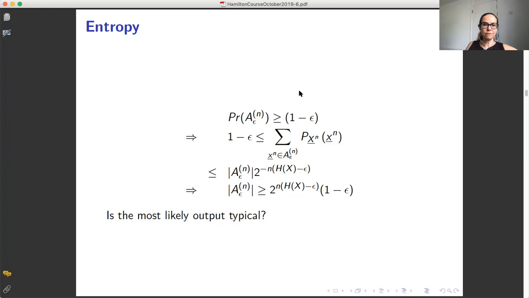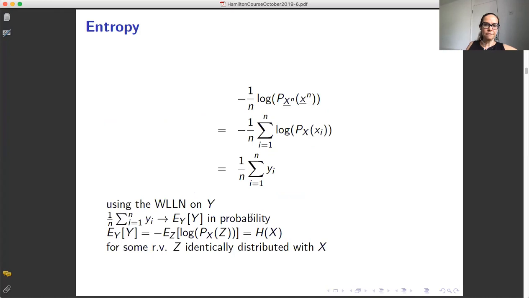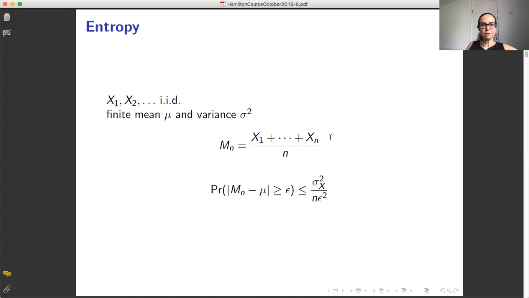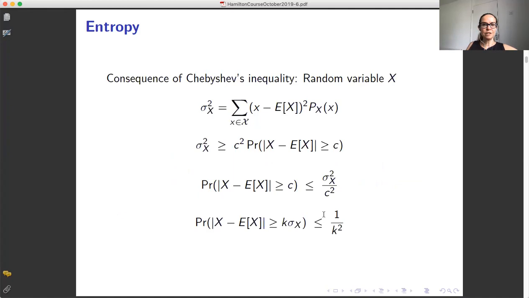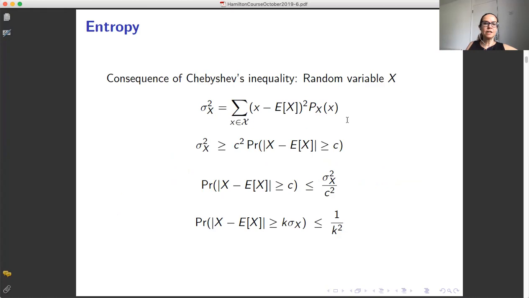Okay. So that's basically how we've combined this definition of the typical set with the fact that this converges in probability to H(X). By the way, I didn't go into Chebyshev's inequality because I presume you've seen it before, but let me just flash up this slide to review from your undergrad Chebyshev's inequality, which is what gave us this relationship, okay?